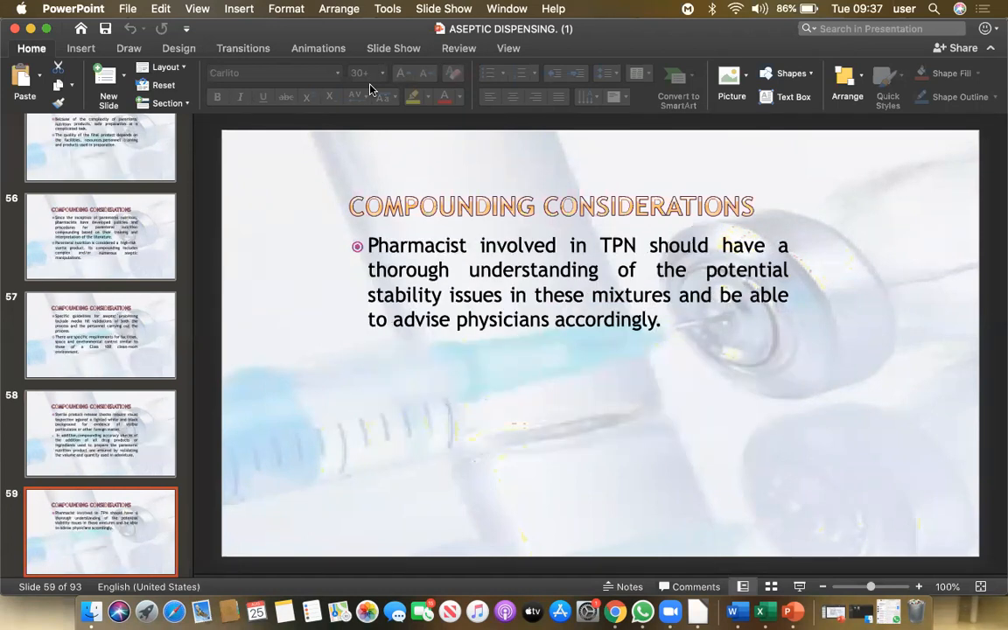The pharmacists involved in TPN should have a thorough understanding of the potential stability issues in these mixtures and be able to advise the physician accordingly.